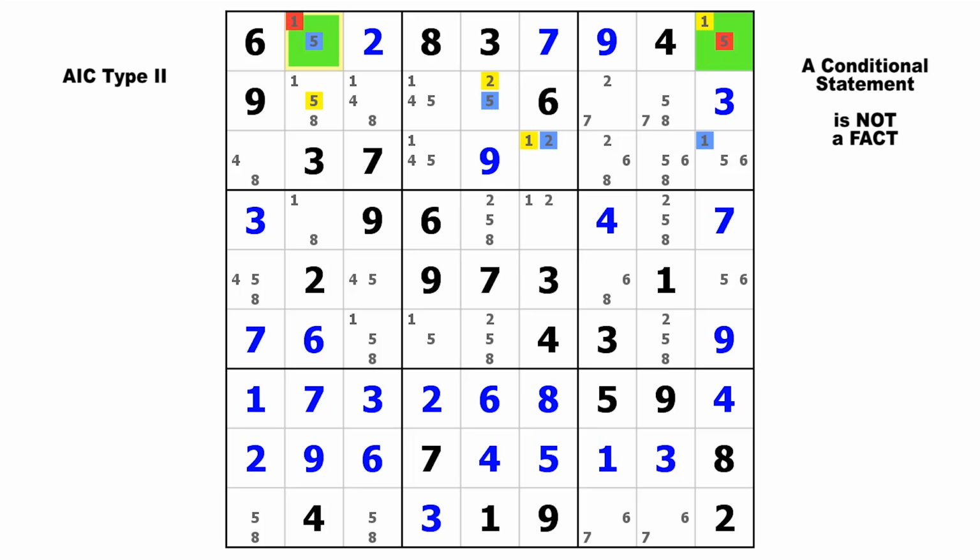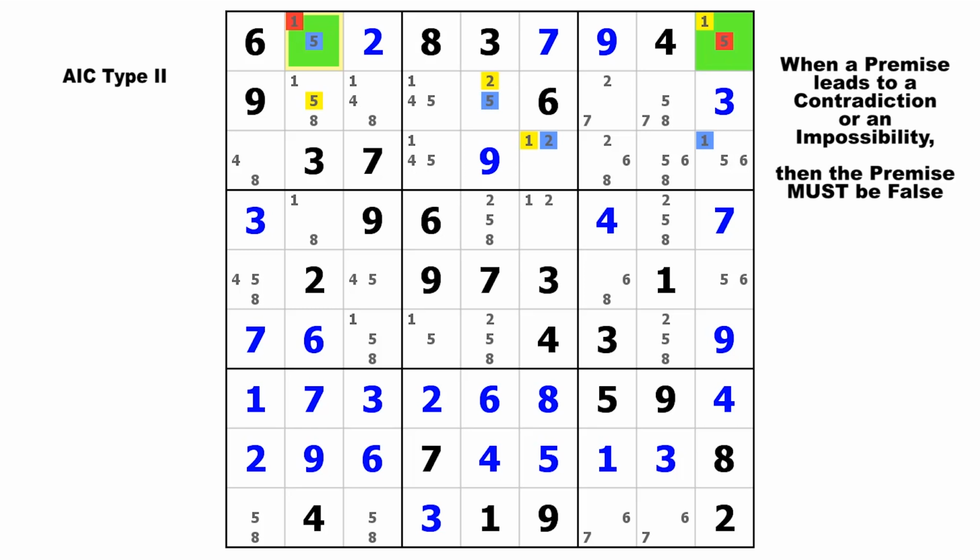Remember, we are dealing with conditional statements, not facts. We use these conditional statements to help us make logical deductions. And if you recall from previous lessons, when a premise leads to a contradiction or an impossibility, then the premise must be false. Let me repeat that. When a premise leads to a contradiction or an impossibility, then the premise must be false. This is one of the most important concepts for you to understand, especially when we start talking about discontinuous loops and forcing chains, for instance.